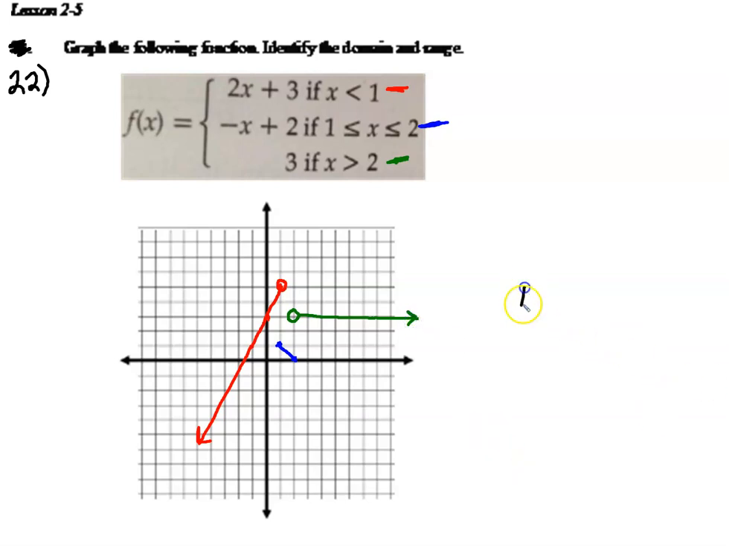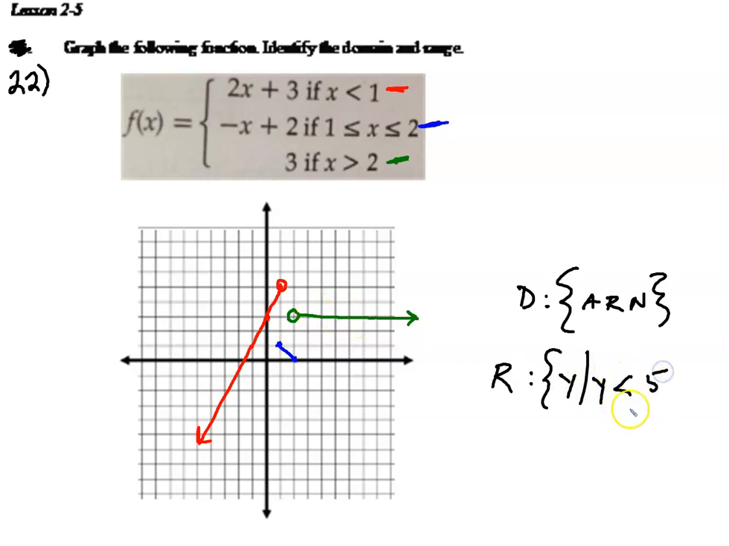Okay, define your domain and range. So domain in this case is going to be all reals. All of the x-axis would be covered when you put all these graphs together. That's not true for the range. The range would start at positive 5 and get smaller, and we're not even going to include 5 because this is an open circle, so 5 isn't going to be a part of the range, but all the numbers less than 5 would be.